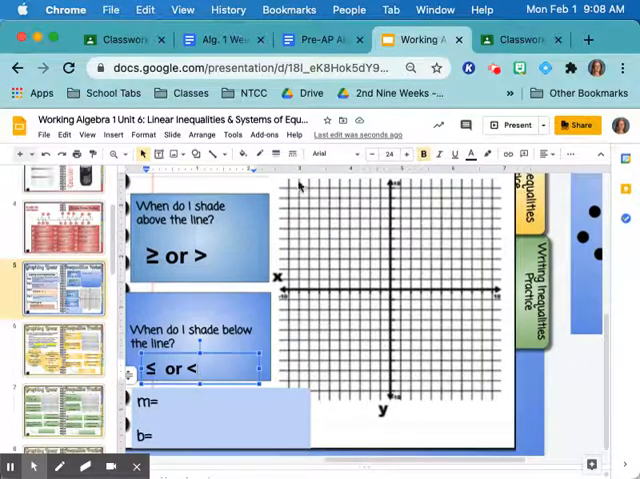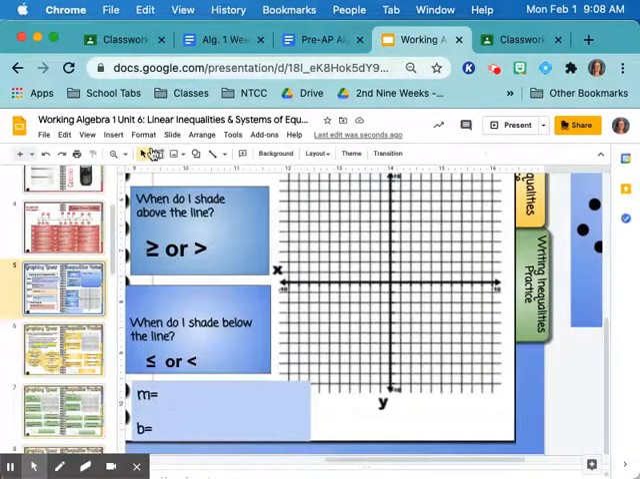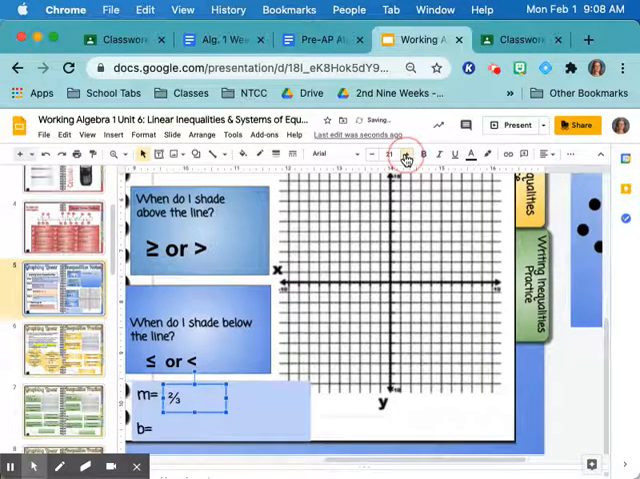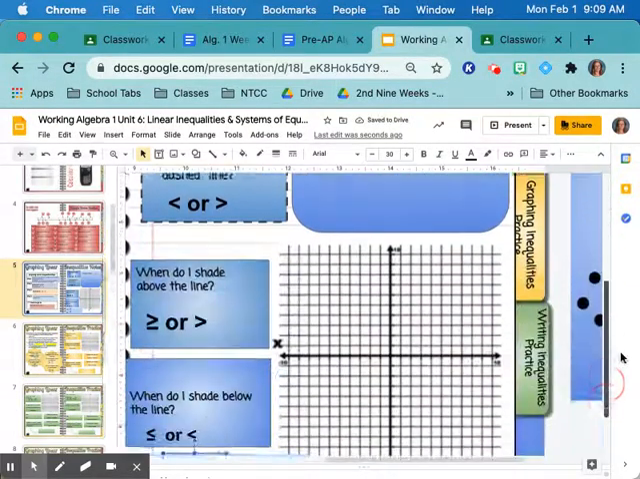We need to go and graph it. I'm going to graph it on here and show you how to shade on here, which is really cool. You can do it in your journal if you would rather, but I want you to at least do this one in the digital journal. Okay, so our slope is 2/3. So right here, we are going to put 2/3. And then our B value is -4. Yep, 2/3 and -4.